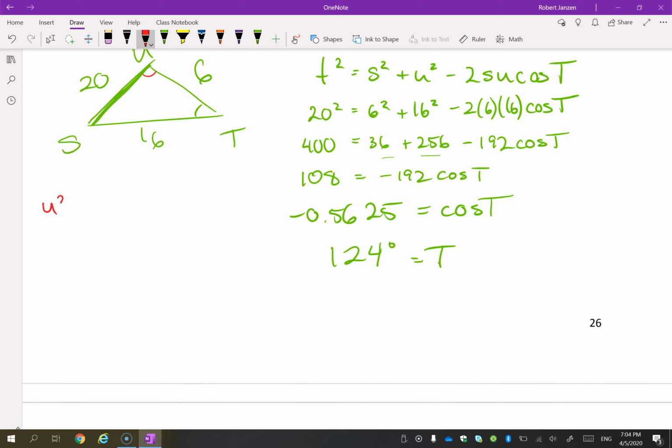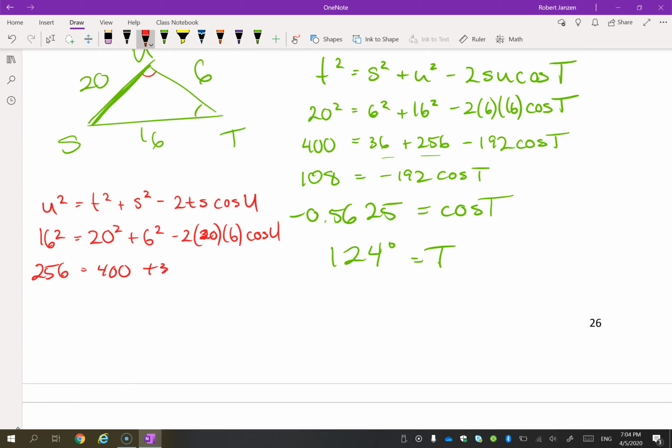Okay, and we'll do that again. U squared is t squared plus s squared minus 2ts cos of U. So 16 squared equals 20 squared plus 6 squared minus 2 times 20 times 6 cos of U. So this is 240 cos of U. If we subtract 436, you end up with negative 180 equals negative 240 cos U. So we'll divide by 240, and you get 0.75 is cos U.